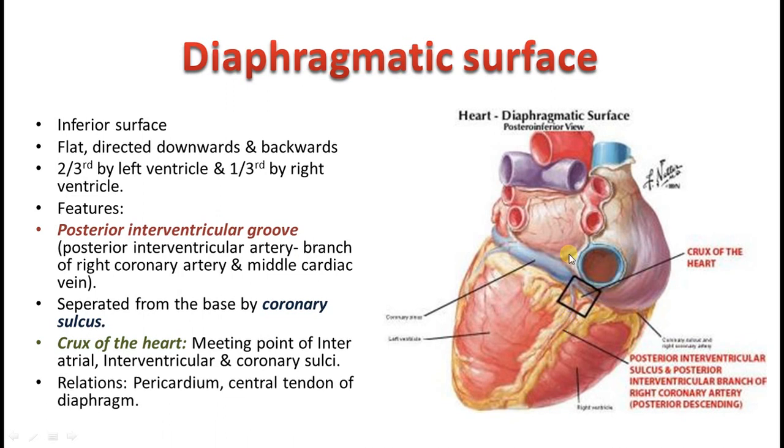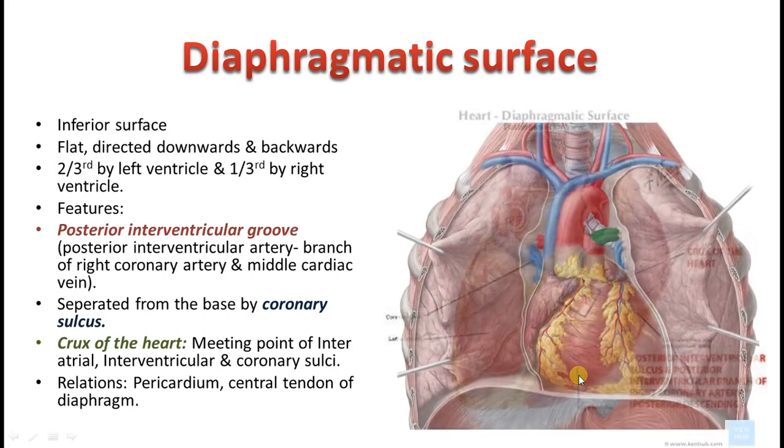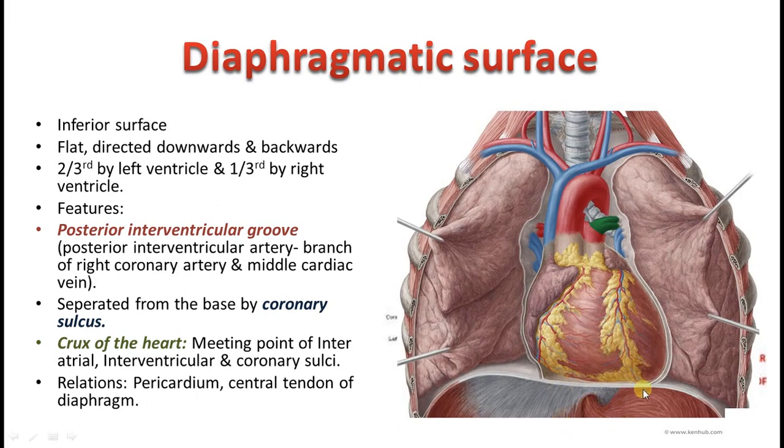Now this surface is related to the central tendon of the diaphragm, and below the central tendon of the diaphragm, it is related to the left lobe of the liver and the fundus of the stomach. A little bit of the fundus of the stomach you are seeing here. Of course the liver has been removed. So the inferior surface rests on the central tendon of the diaphragm, and below that we have the left lobe of the liver and the fundus of the stomach.